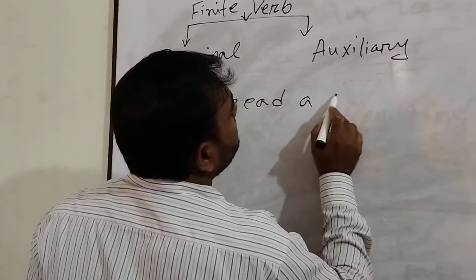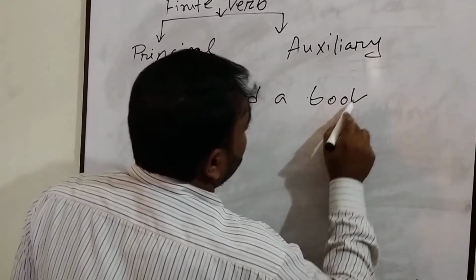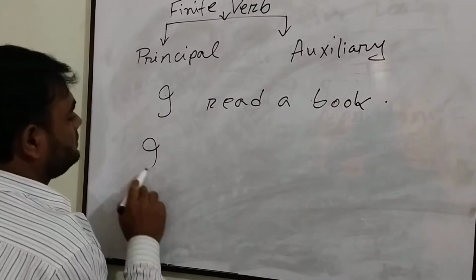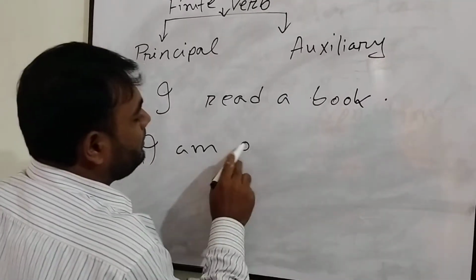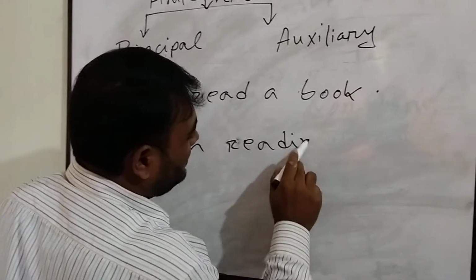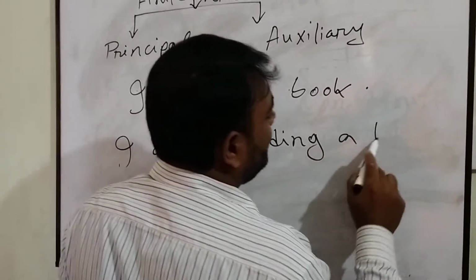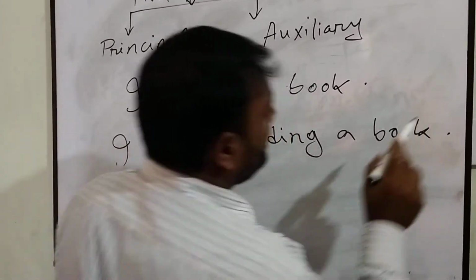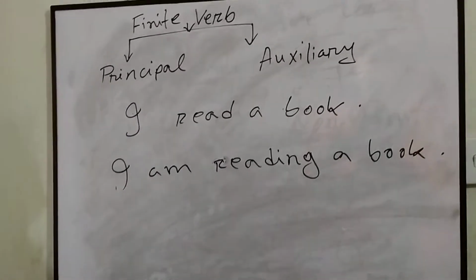Read a book. I am reading a book. Here I have written two sentences.